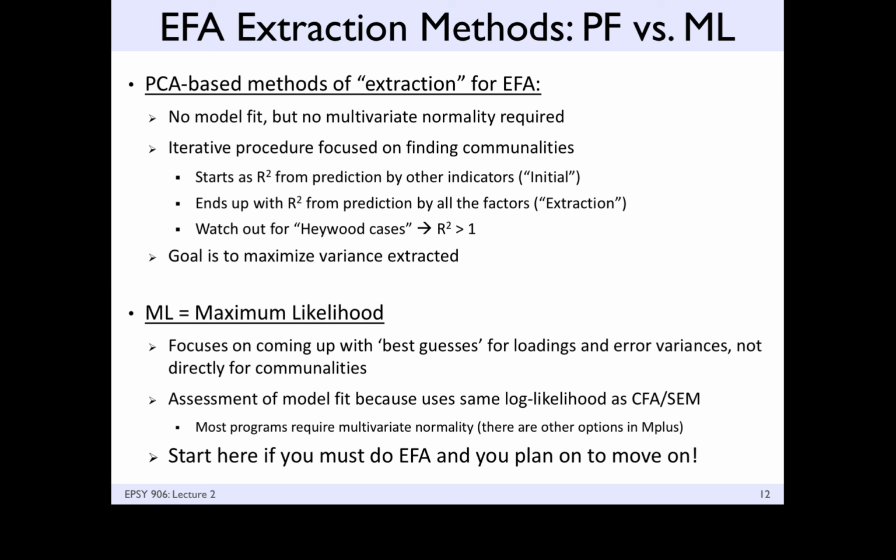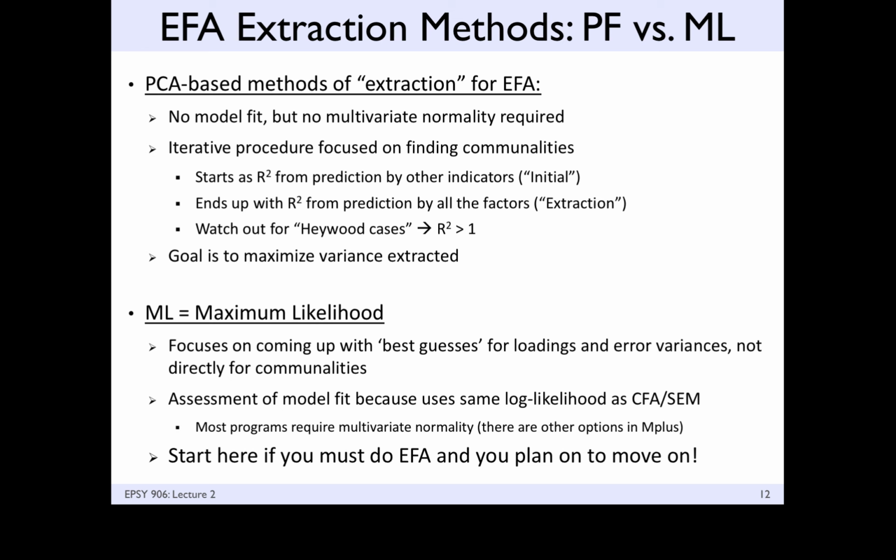CFA software came about, theory and software. We had the theory paper, there was a Jöreskog paper in '69. LISREL came out shortly thereafter. We stopped using it. So ultimately, if you're using PCA-based methods, you're using Windows 98.